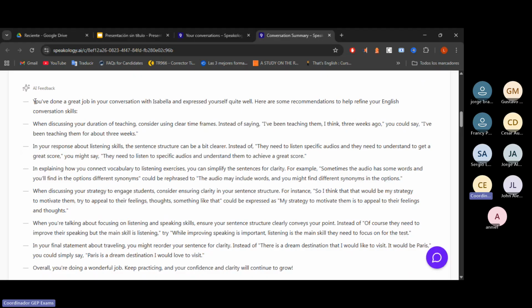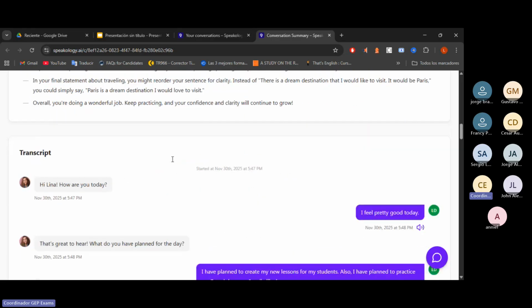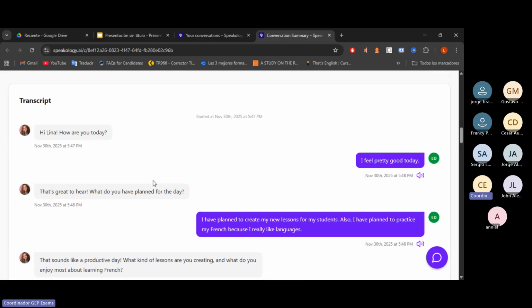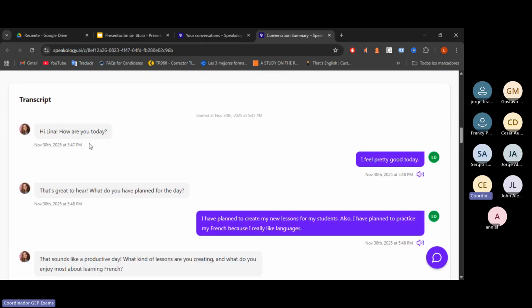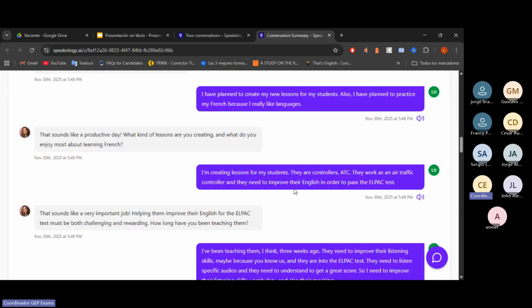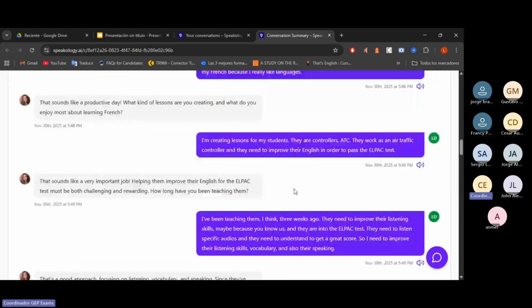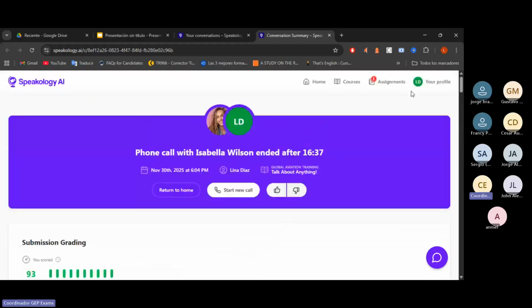In this one, for example, it says you've done a great job in your conversation with Isabel and expressed yourself quite well. Here are some recommendations to help refine your English. And in here you're going to find all your corrections so you can understand. Also in this part, you'll find your transcription, the transcription of the whole conversation, and in here you can also listen to what you said. This is very complete. So now you have this tool for practicing your speaking.